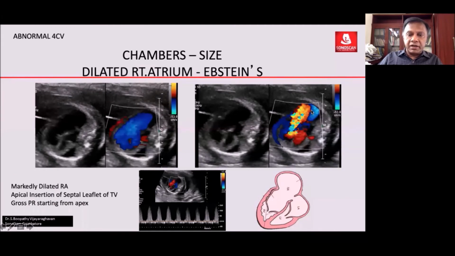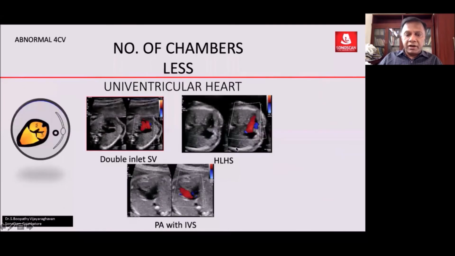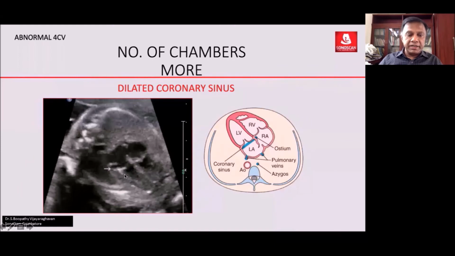and in color you see gross tricuspid regurgitation starting from the single ventricle, or it can be an extreme form of hypoplastic left heart syndrome or a pulmonary atresia with intact septum. The coronary sinus drains the coronary veins from the heart, and it is seen at the AV groove.